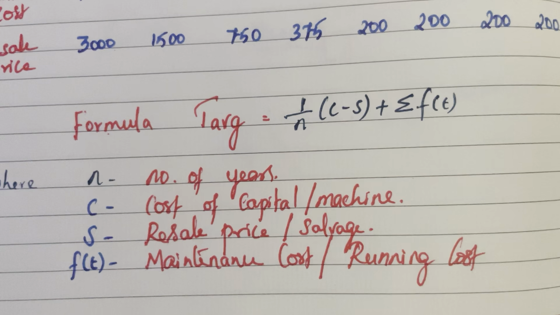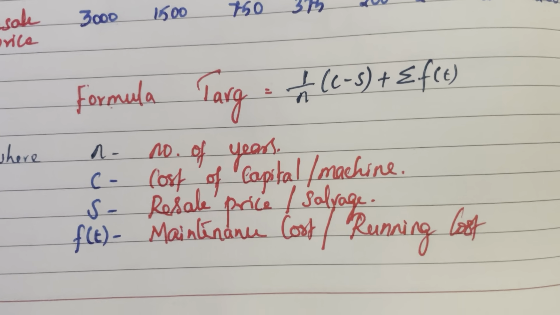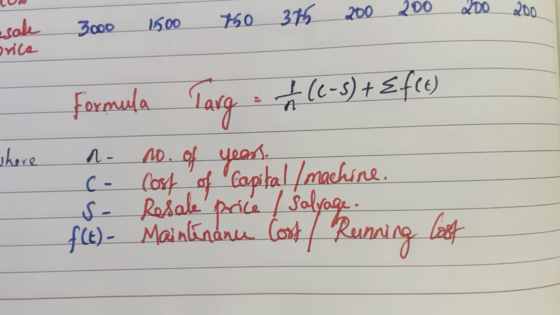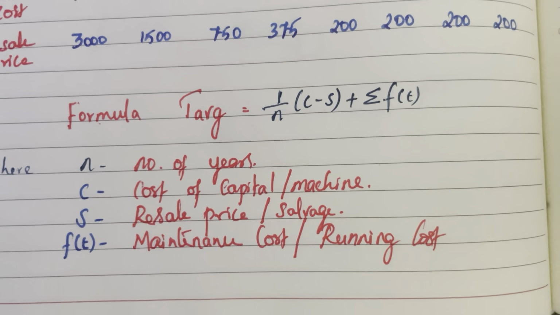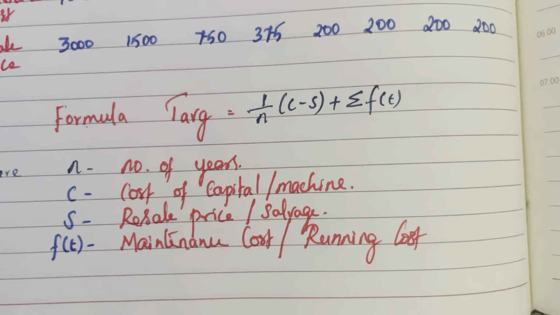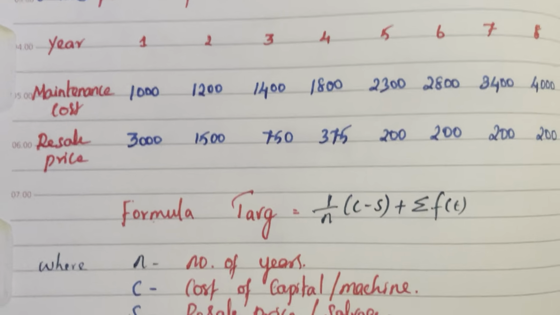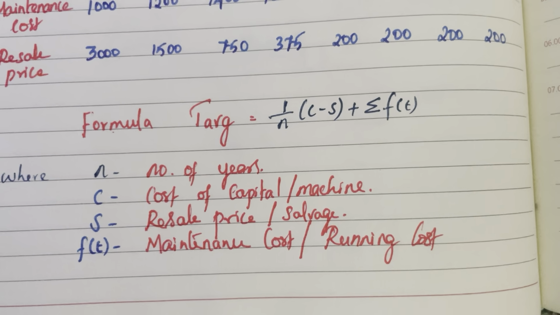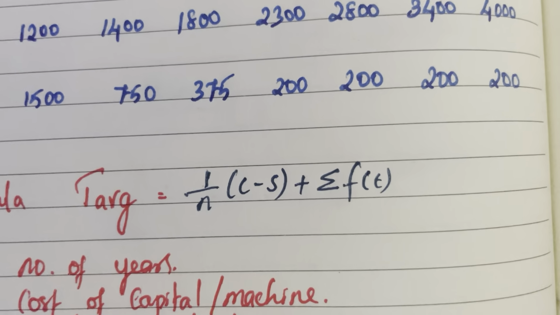What is n? n is the number of years, whether it is the first year, second year, third year, fourth year. C is the cost of capital, or the price of the machine. In this case the price of the machine is 6,000. The next one is S, your resale price or salvage value. The resale price is also given, and the next one is your maintenance cost f(t). Once you have all the values, just substitute them in this formula.